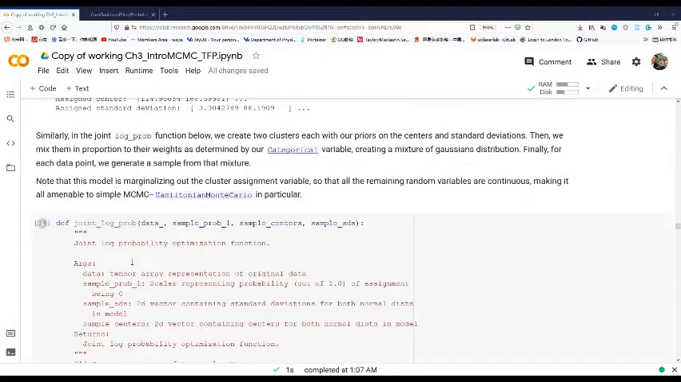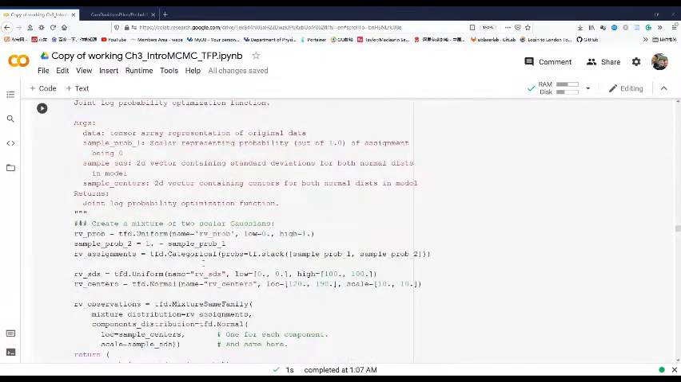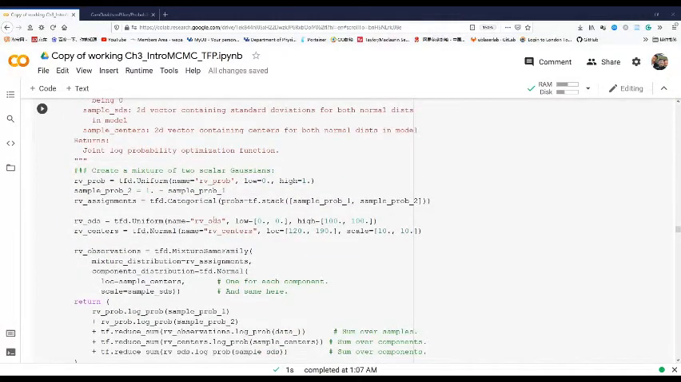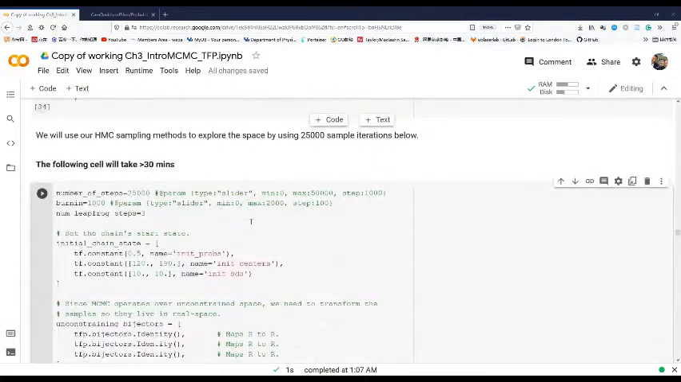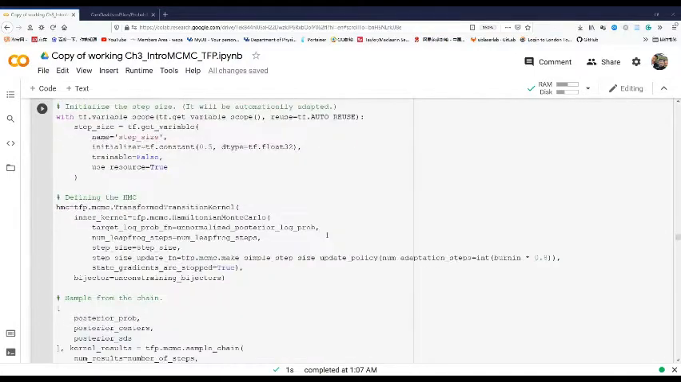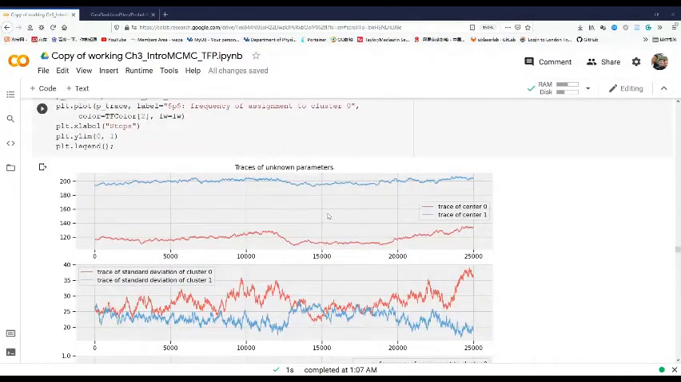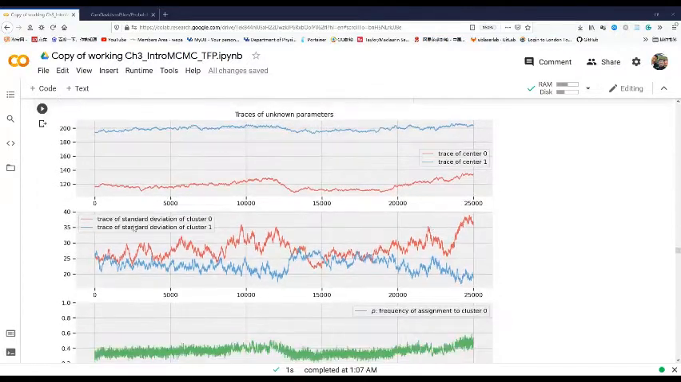We create a function with mixed distributions and all of those initial guesses, and then it will finally return a probability optimization function. And here we use Monte Carlo with 25,000 steps, so that will take a lot of time. So I'm not running this cell now, but let's see what we have for the result. We can actually visualize the traces of those mean values and also the standard deviation values.